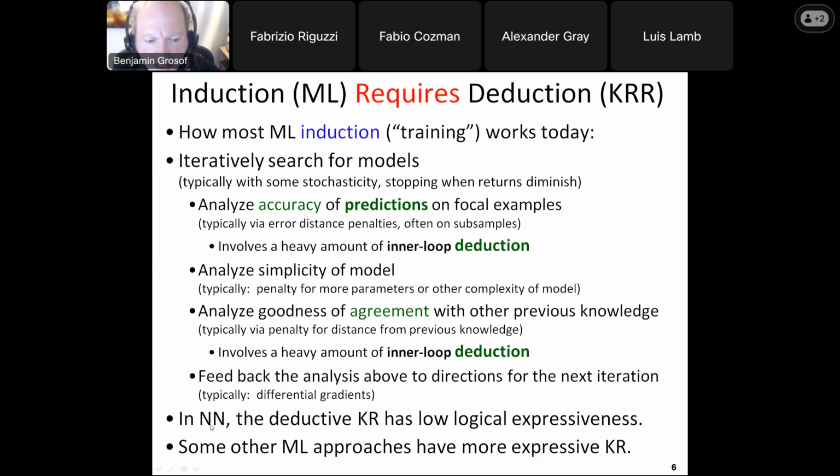In neural nets, i.e. NN, the deductive KR has logical expressiveness that is quite low and is oriented toward addition, multiplication, essentially arithmetic type operations. However, some other ML approaches have KR that is significantly more expressive in the form of the elements of the model that are being composed together to create the overall model.